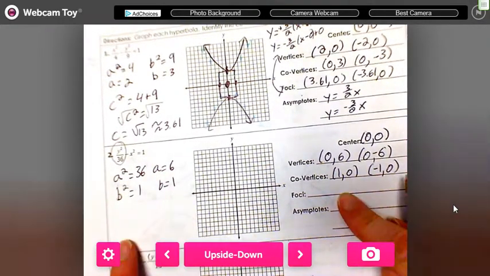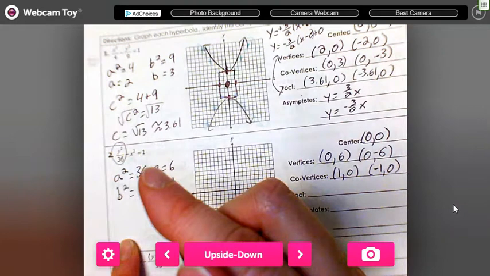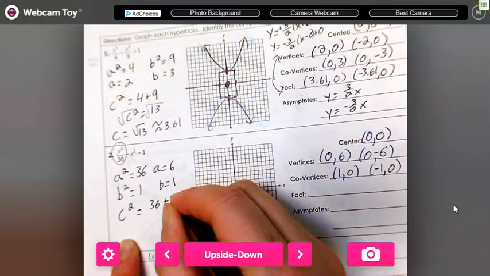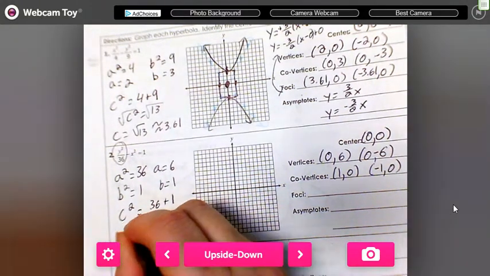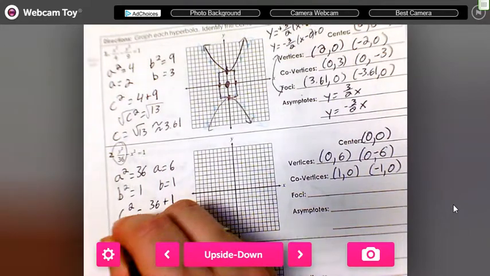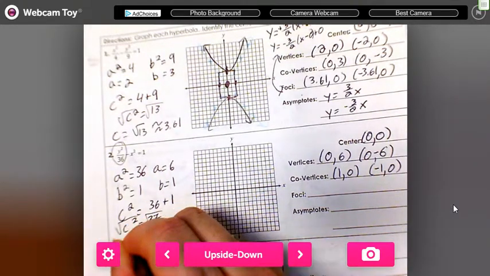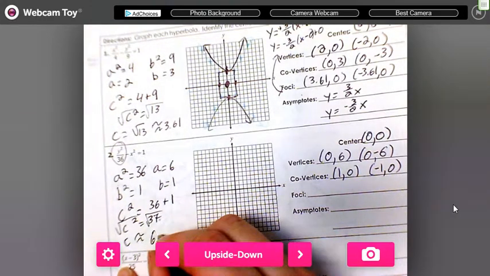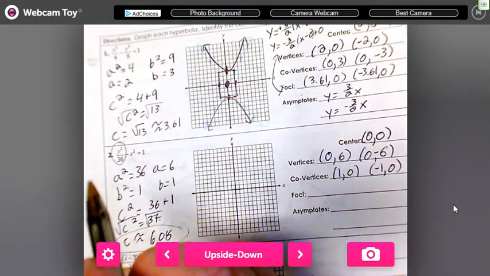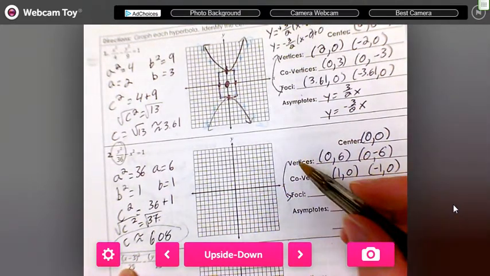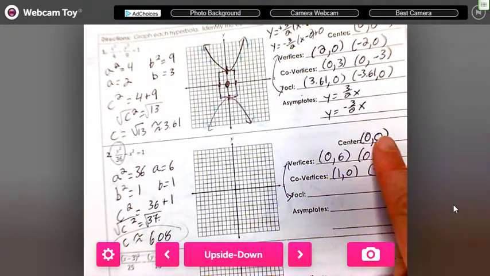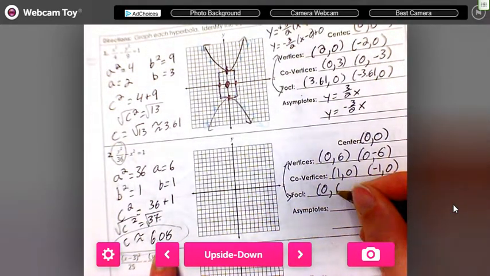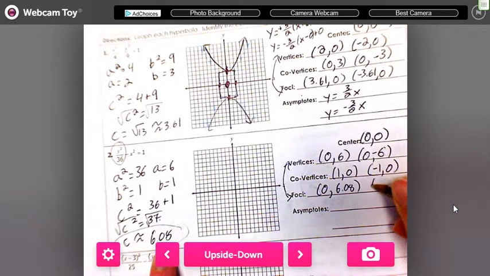Okay, to find my focus points or my foci, I'm going to do c squared equals a squared plus b squared. That gives me this 37. I'm going to take the square root of both sides. So c is approximately, 36 plus 1 is 37, the square root of 37 is 6.08. Now careful, the vertices and the focus points go together, so I have to change my y value. So then this is 0, 6.08 and 0, negative 6.08.